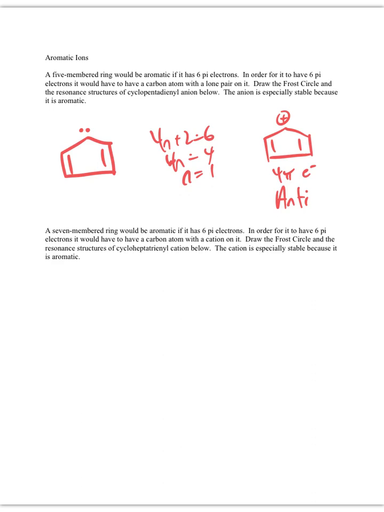So the next one, a 7-membered ring. If we had just the 7-membered ring with a CH2 at the top, it would be non-aromatic because you don't have the continuous pi framework. If we put the anion in there, then we would have 4n plus 2 equals 8, 4n equals 6 when we subtract 2 from both sides, n equals 1.5. This would be anti-aromatic because we don't have the right number of electrons in it.